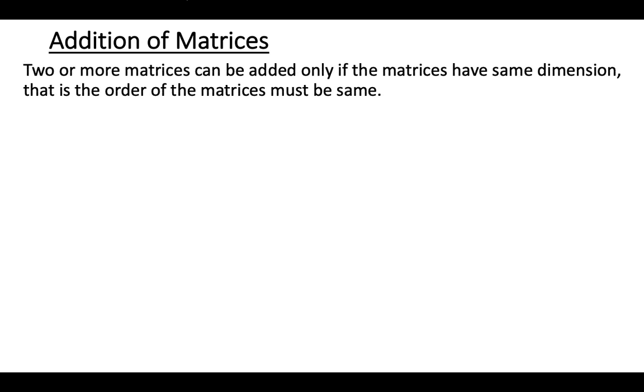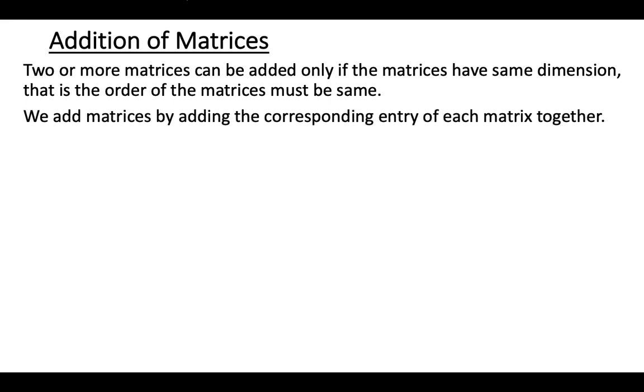Hello. In this session, we shall first discuss the addition of matrices. When we want to add two or more matrices, the only important condition is that the matrices must be of the same order. Once we make sure that the matrices are of the same order, we proceed by adding element by element, that is, by adding the corresponding entries of each matrix together.